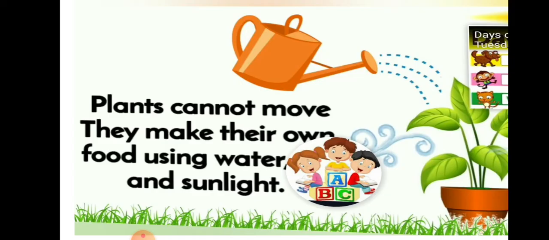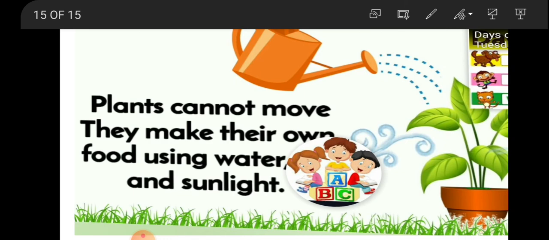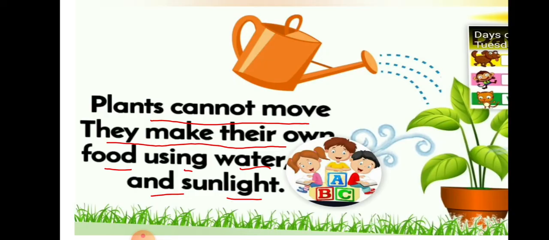Okay. The only thing is that the plant cannot move. They cannot move, but they make their own food using the water and sunlight. They make the food with the help of sunlight, water, carbon dioxide, and the food is ready. Isn't it, children? So wonderful friends. So make your plants and the trees your friends, children. They are the best friends for human beings.